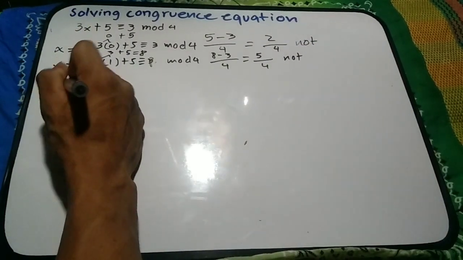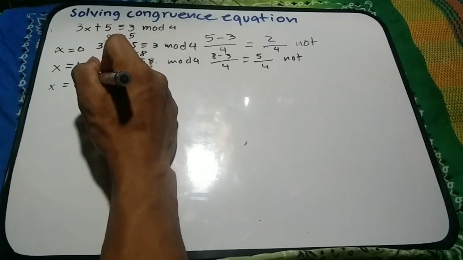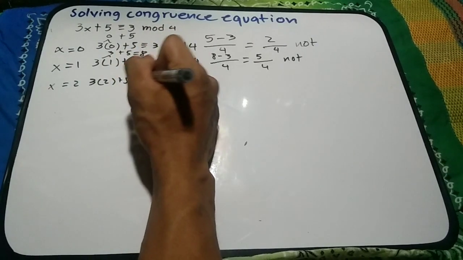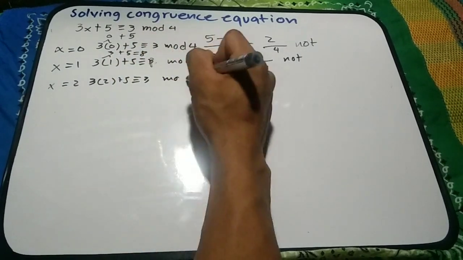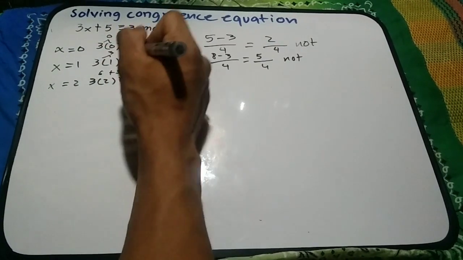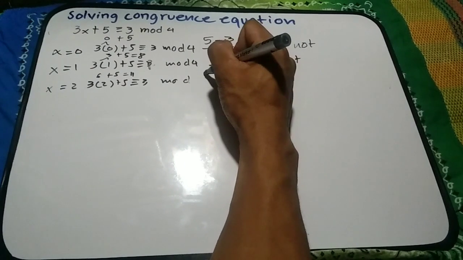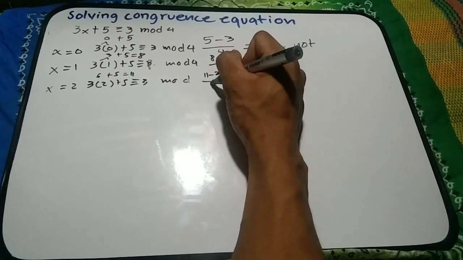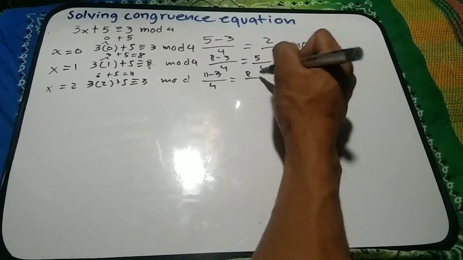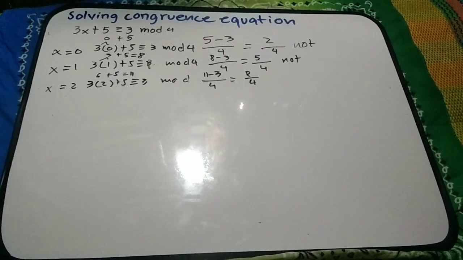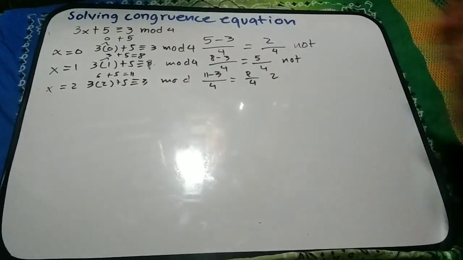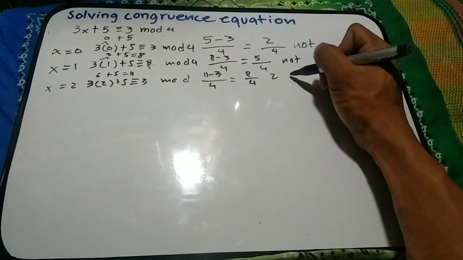So x is equal to 2. 3 times 2 plus 5 congruent to 3 mod 4. 3 times 2 is 6 plus 5 equals 11. 11 minus 3 over 4 equals 8 over 4, or 8 divided by 4 is 2. So 2 is a whole number, so this is the answer.